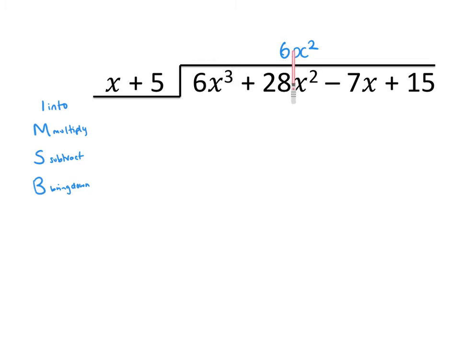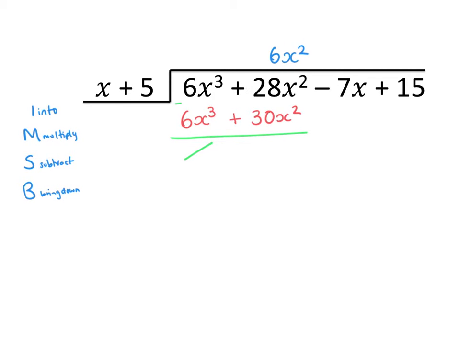Now our second step, multiply. We're now going to multiply this term by both of these. So 6x squared times x, 6x cubed, 6x squared times 5, plus 30x squared. And when we write them under here, we have to make sure that we write them corresponding. Because now what we're going to do is subtract. 6x cubed minus 6x cubed gives us 0. This is how you know you're doing it right, if that first term cancels, because it should. Then 28x squared minus 30x squared is minus 2x squared.